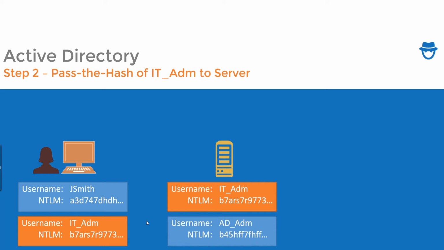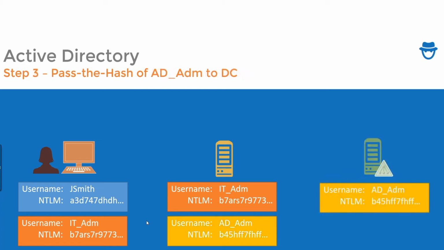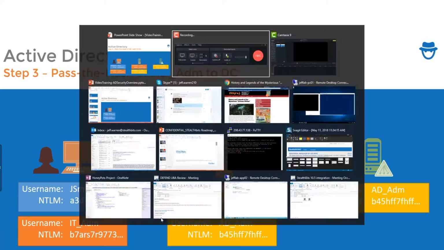Then they can use that account and replay that password hash to other systems and give them access to any systems and also the other password hashes that are stored on those systems and continue to move laterally until you get to your ultimate target. So let's take a look at how this works in practice.